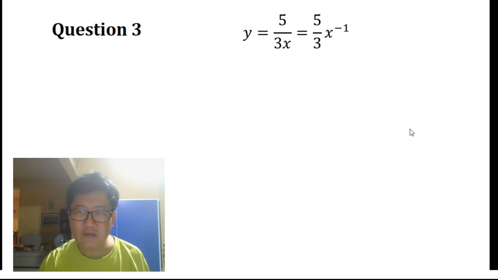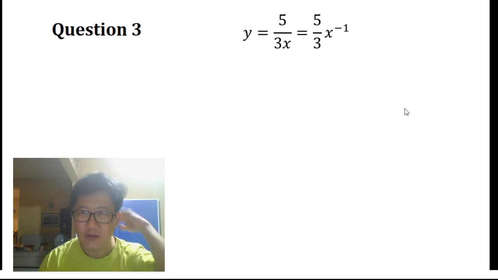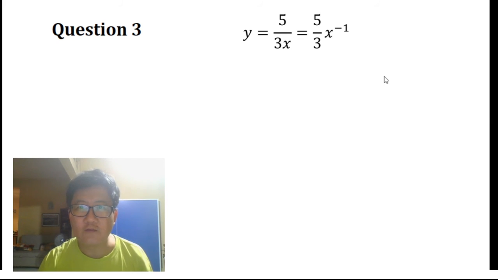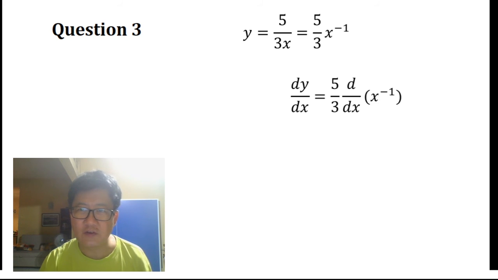Question 3, we start off with this. All right, this is question 3. And note that for question 3, this is 5 over 3x. So again, we transform it into 5 over 3 times x to the power minus 1. And we are ready then to do our first differentiation. It's 5 over 3 d dx of x to the power minus 1.